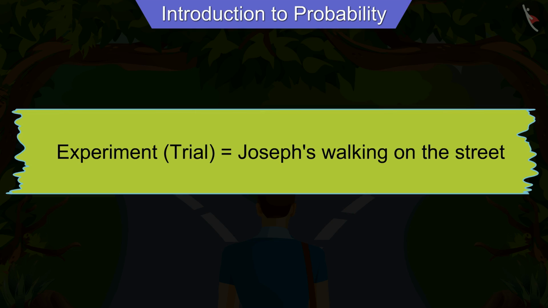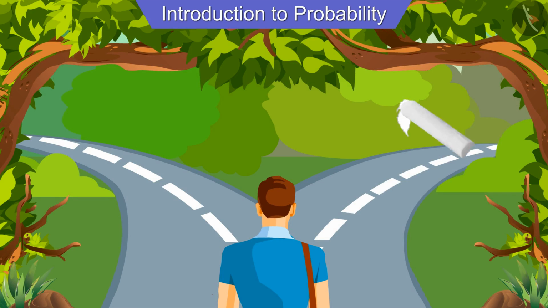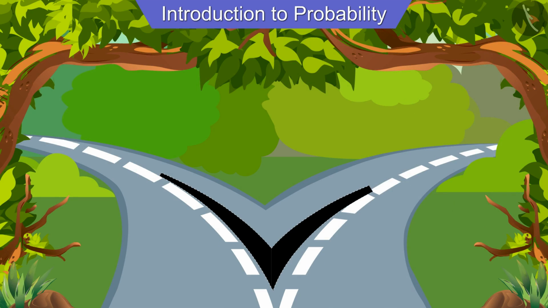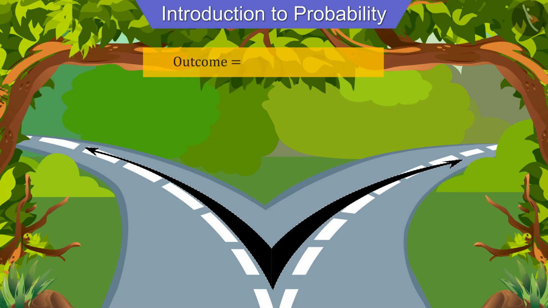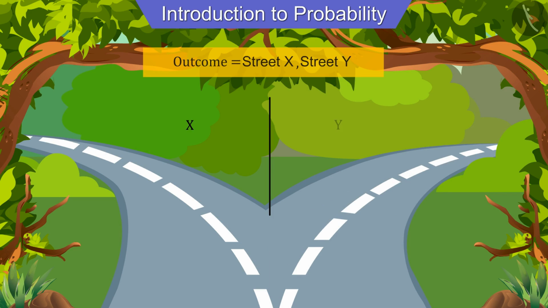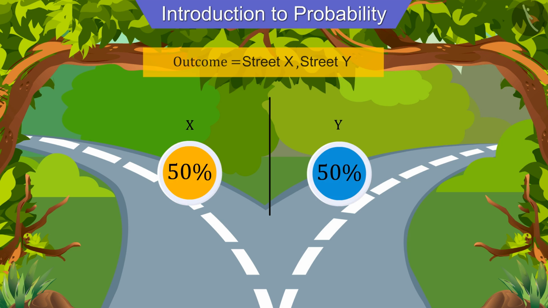Joseph's walk on the road is a trial. Now, can you tell the outcome of this trial? We can say that both the roads in front of Joseph are outcomes for this event. Let's represent the road on the left as X and the road on the right as Y. As Joseph is not able to find any signboard on the road, we can say that the possibility of either road being the right one is 50%.